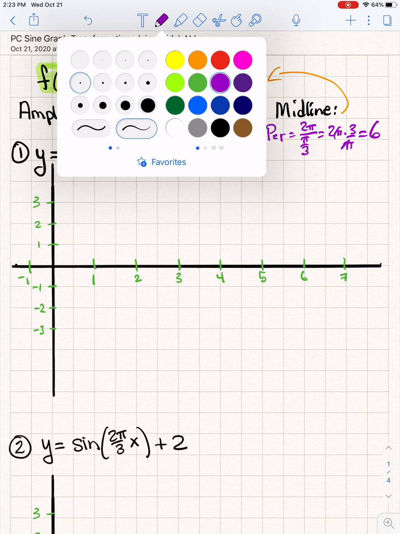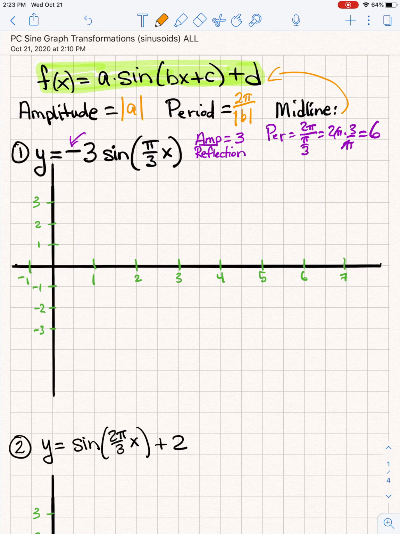So let's start out with our amplitude. Because of that 3, we need to mark up and down 3, because we're going to have a stretch of 3 from the midline. Midline is at 0, so up and down 3. Our period goes to 6, so from 0 out to exactly 6.